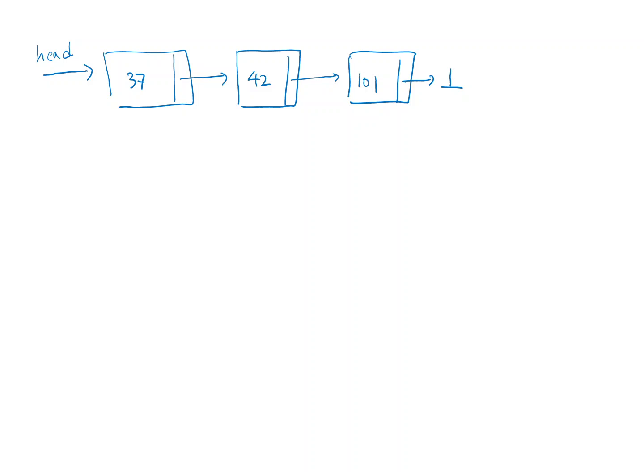So there are 3 operations. The first one is insert, and the second one is delete, and the third one is lookup. Insert is basically inserting a value, and deletion is deleting a value, and lookup is checking if the given value is present in the linked list or not. So we assume that the linked list is sorted.